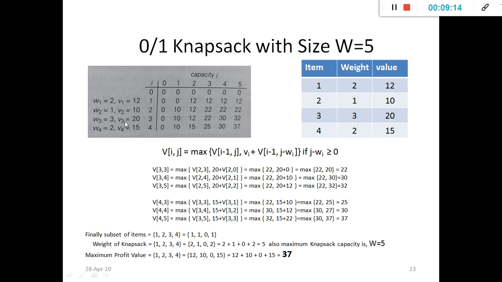Then vi is the weight of the item 3. The weight of item 3 is 20, plus v of i minus 1. I is 3, so 3 minus 1 is 2, comma j minus wi. The j value is 3, and 3 minus the weight of i, which is 3. Then 3 minus 3 becomes 0.